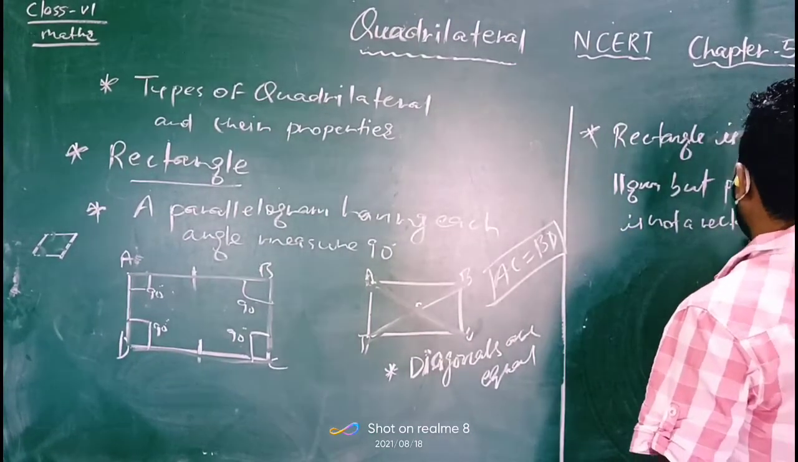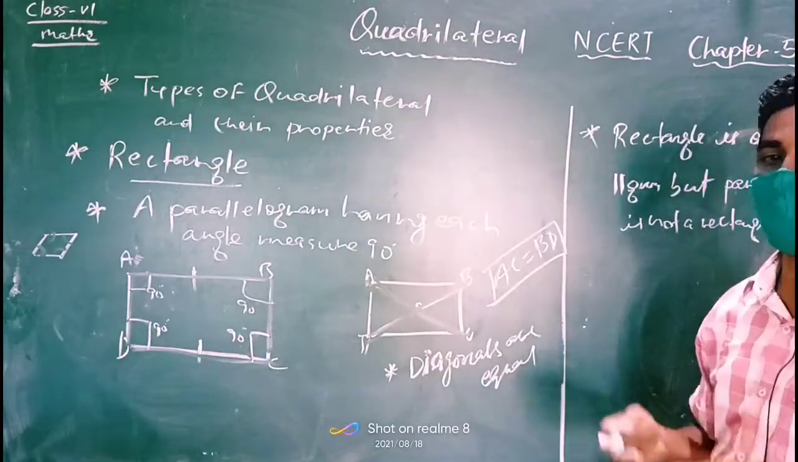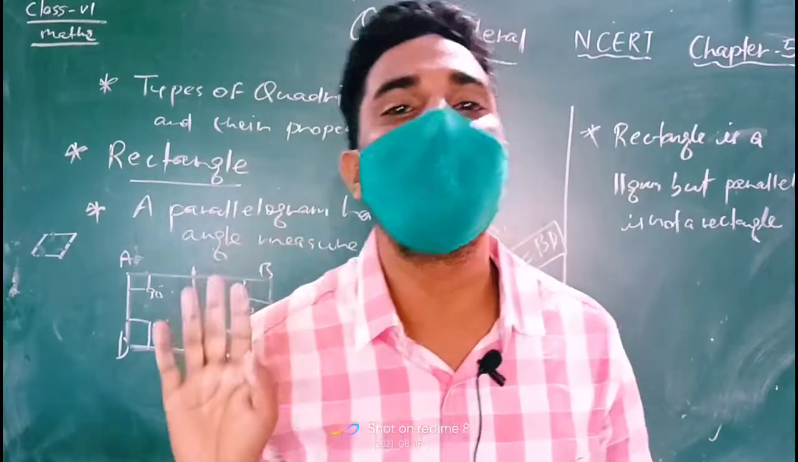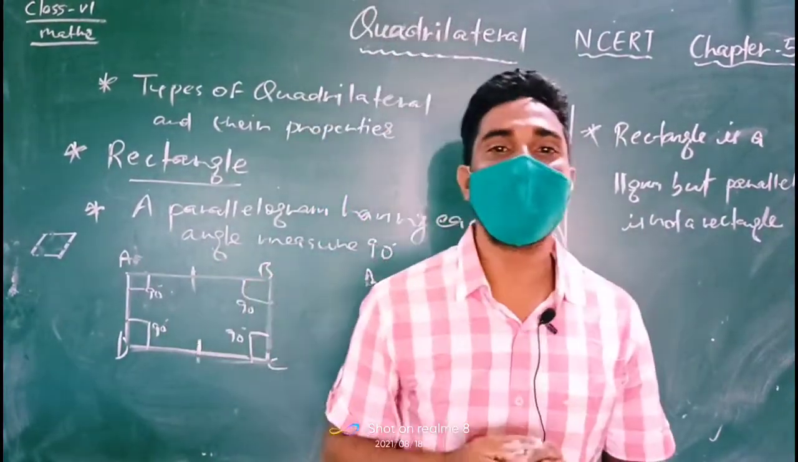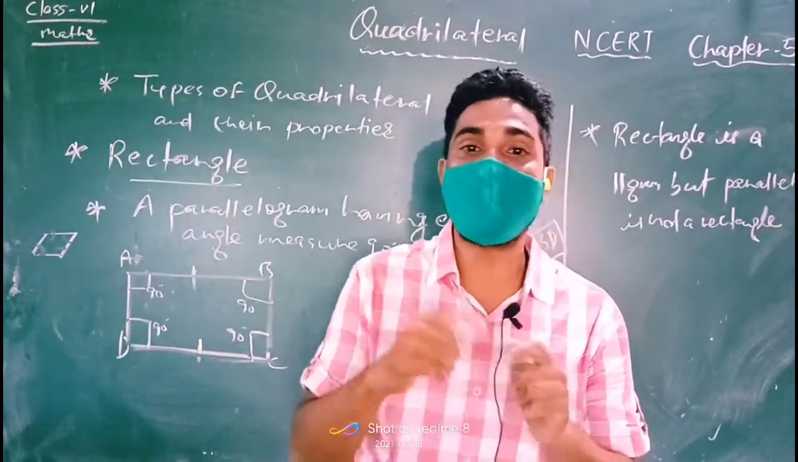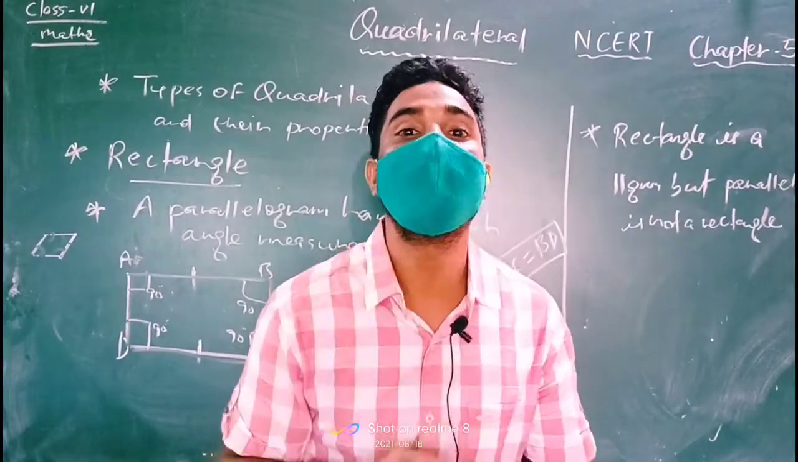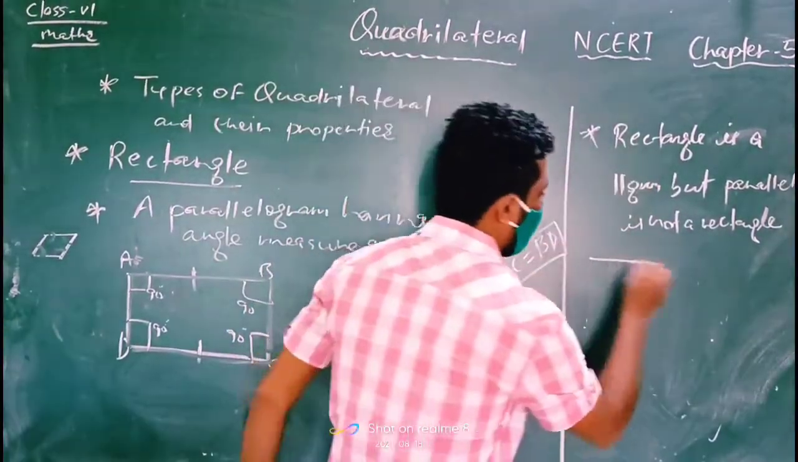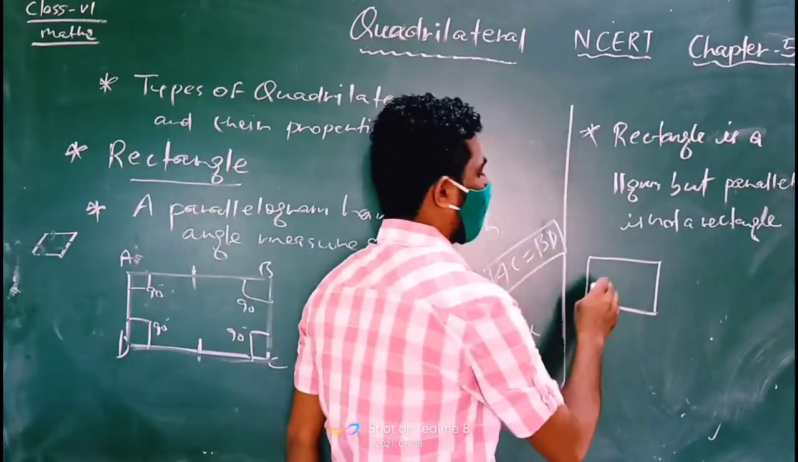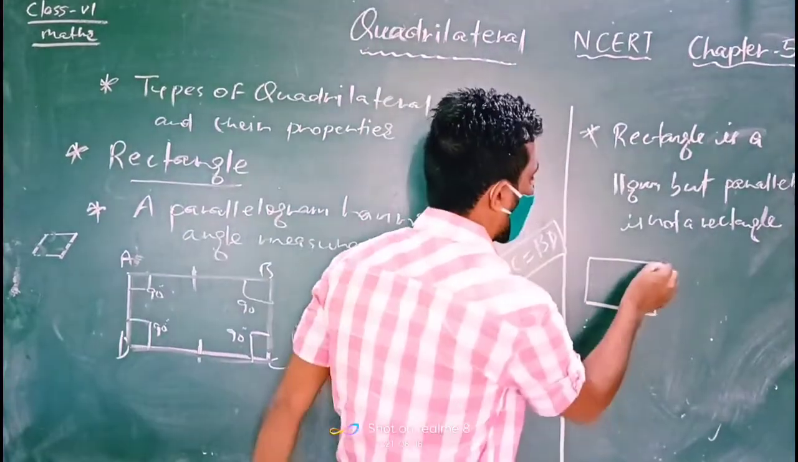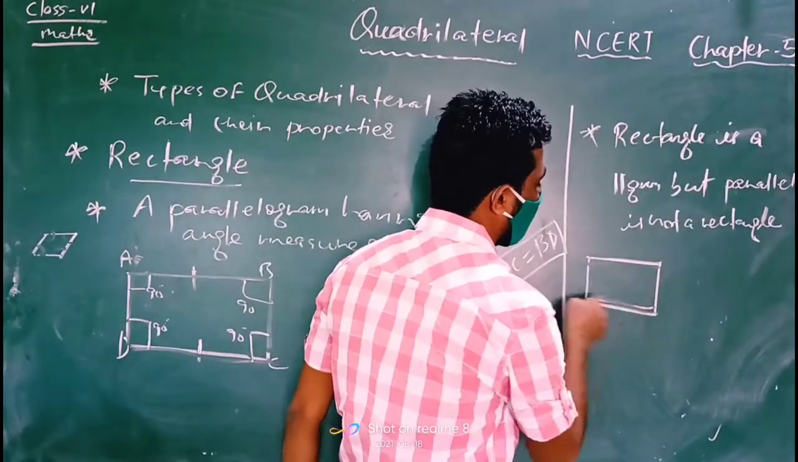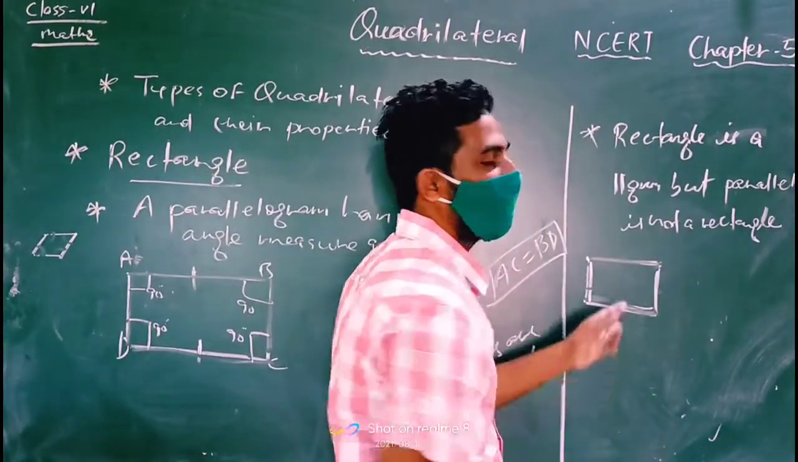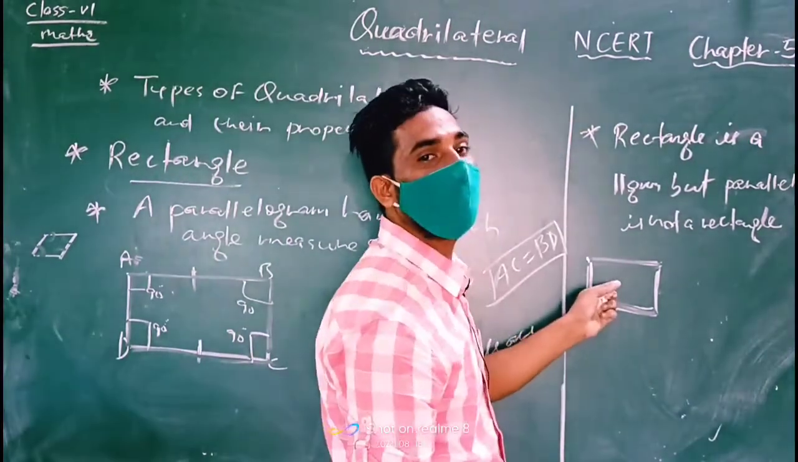Why, sir? You see, to be a parallelogram, there are only the simple properties: opposite sides should be parallel and equal. But to be a rectangle, first it should be a parallelogram, as well as each angle measure should be 90 degrees. So in a rectangle, opposite sides should be parallel, it is parallel. Opposite sides should be equal, it is equal. So a rectangle can be seen as a parallelogram.